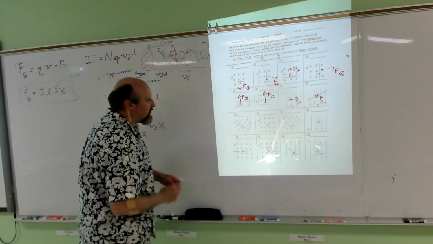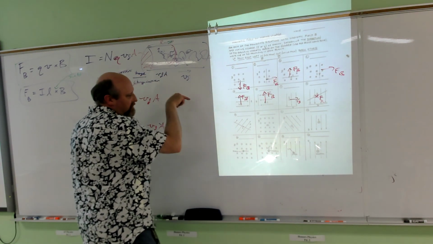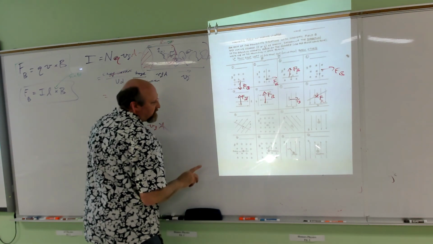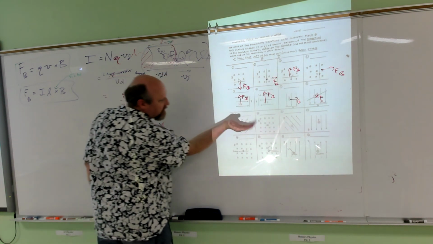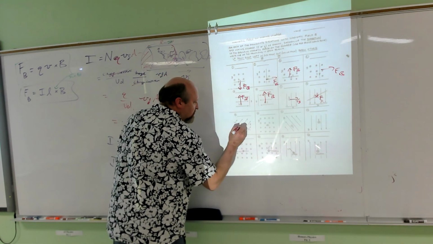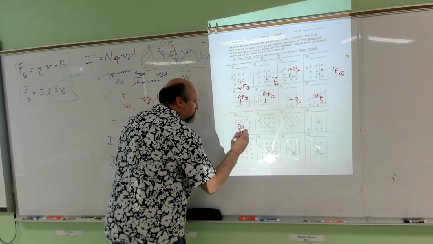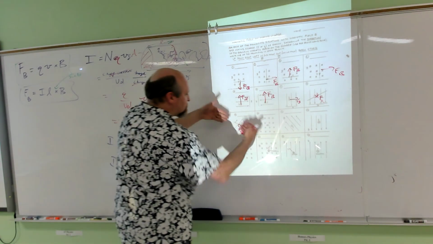All righty. Nine. I've got a current going diagonal to the right, and magnetic field going up and diagonal right. So you say, okay, here we go. IL cross B, force out of the page. Little dot, the magnetic force coming out of the page there. That wire gets yanked towards you.